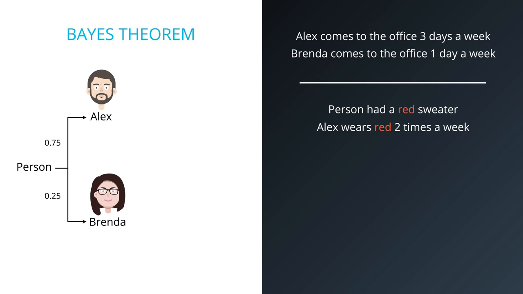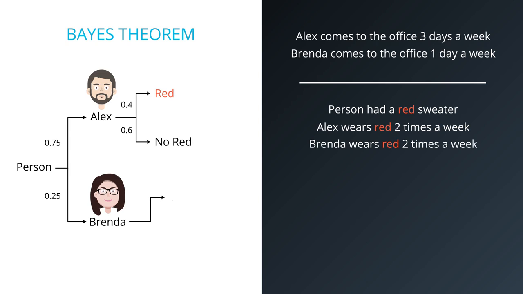So now we look at Alex. What is the probability that he's wearing red? Since a work week has 5 days, then the probability of him wearing red is 2/5, or 0.4. And the probability of him not wearing red is the complement, so 0.6. Same thing with Brenda. Since she wears red 3 times a week, then the probability of her wearing red today is 0.6, and the probability of her not wearing red is 0.4.